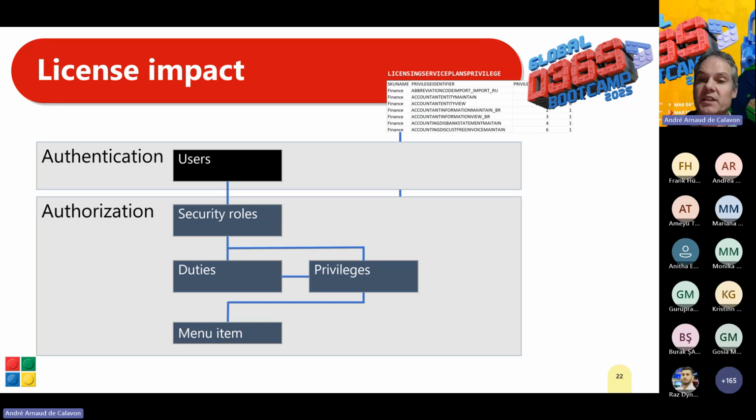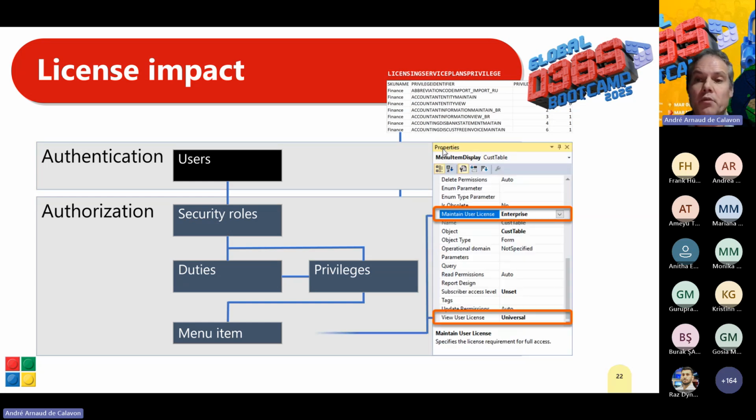For example, if you look at accountant entity view, that is linked to a finance SKU in the application. In case there is no privilege listed in this table, then it will fall back to a legacy option where it will read the properties of a menu item. On a menu item level, there is an option for a maintain user license, meaning that you can change some data, or a view user license where I can only read the data.